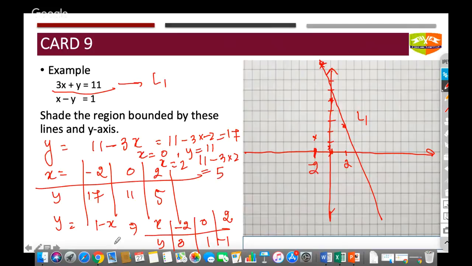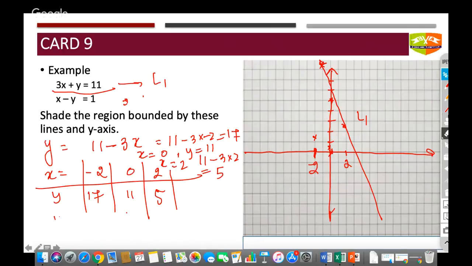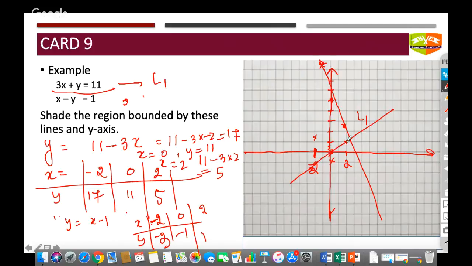Let me check the values once again. If x minus y is equal to 1, then y comes out to be x minus 1. At x is equal to -2, this becomes -3, at x is equal to 0 this becomes -1, and at 2 this becomes 1. So at -2, this is somewhere here, which is -3. At x is equal to 0, this is -1, and at x is equal to 2, this is 1. So the line goes something like this, and it intersects here.